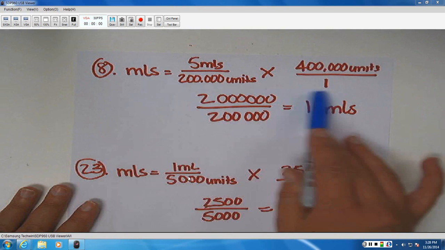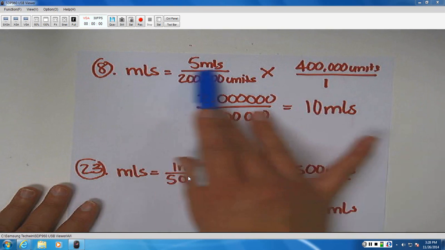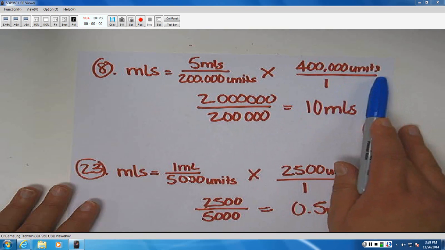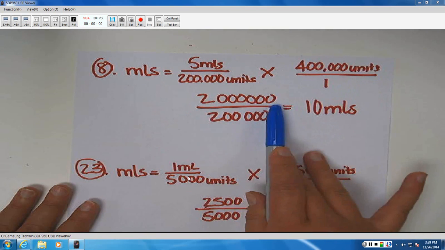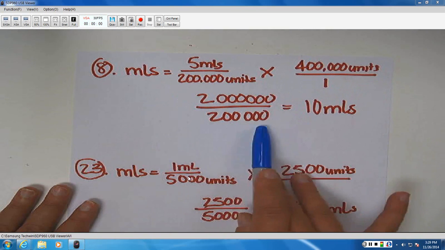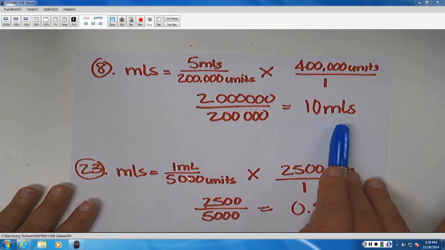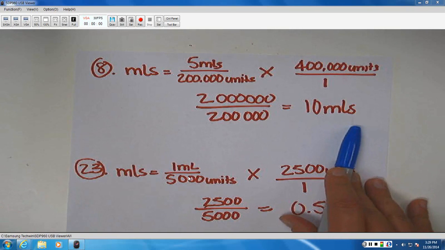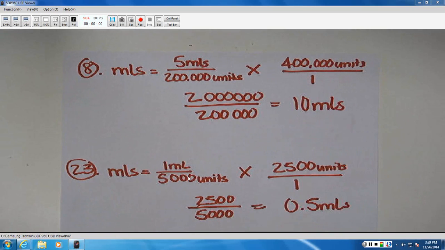So I've set my equation up just like this, and I'm going to multiply straight across. So 5 times 400,000 is 2 million, and I'm going to divide that by 200,000, and I end up with 10 mLs. So of the suspension that I have on hand, in order to give my patient 400,000 units of it, I'm going to give them 10 milliliters.